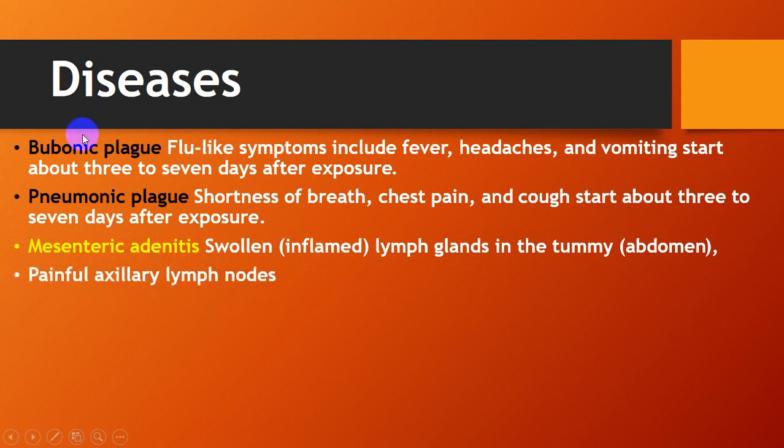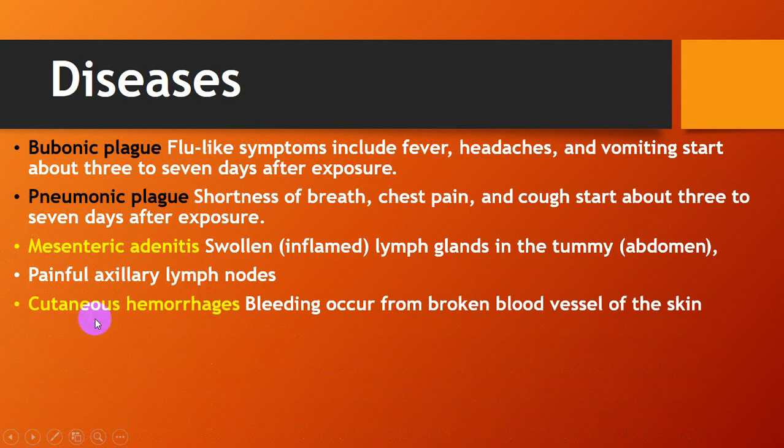The fourth disease is related to glands: painful axillary lymph nodes. The lymph nodes present in the axilla are swollen and very painful, so it is related to adenitis or lymph nodes. And the next disease it will cause is cutaneous hemorrhages. You see, it is basically a skin disease. Hemorrhages mean bleeding from broken blood vessels, and cutaneous means from the skin. So skin bleeding will occur.